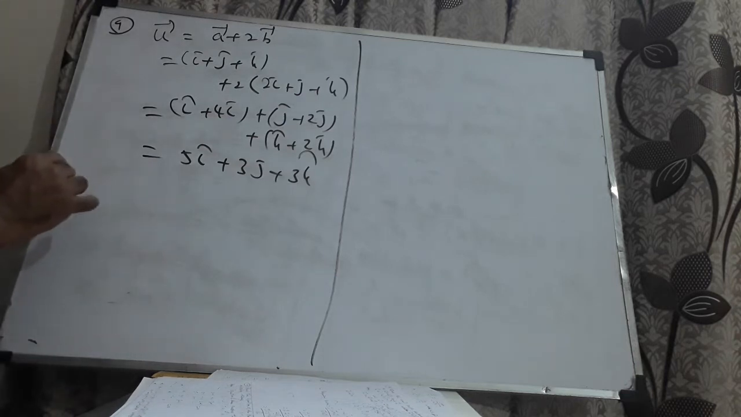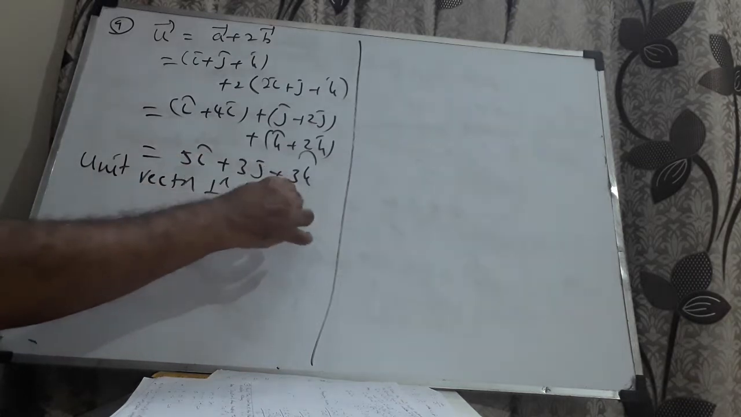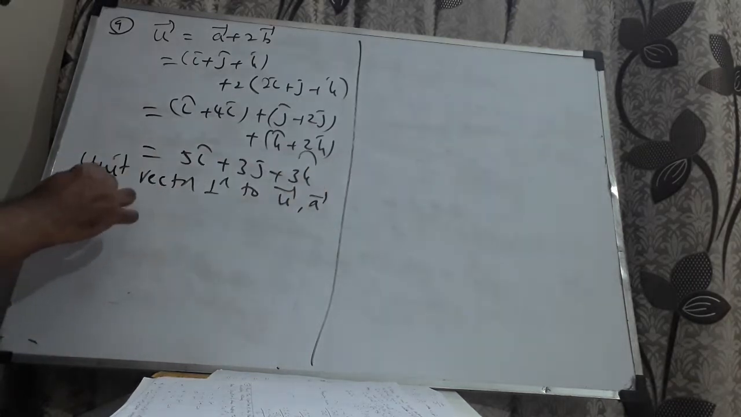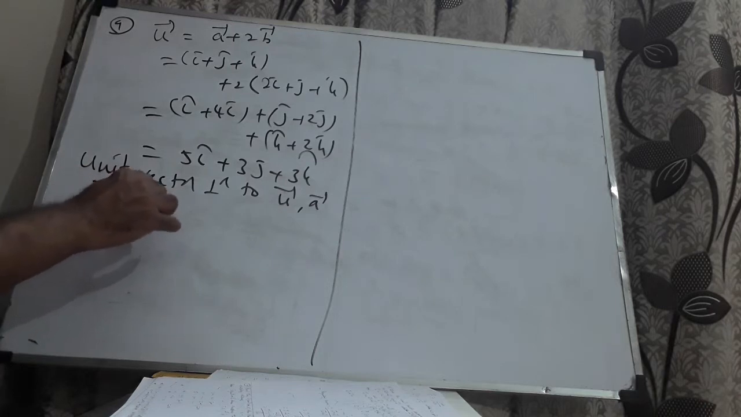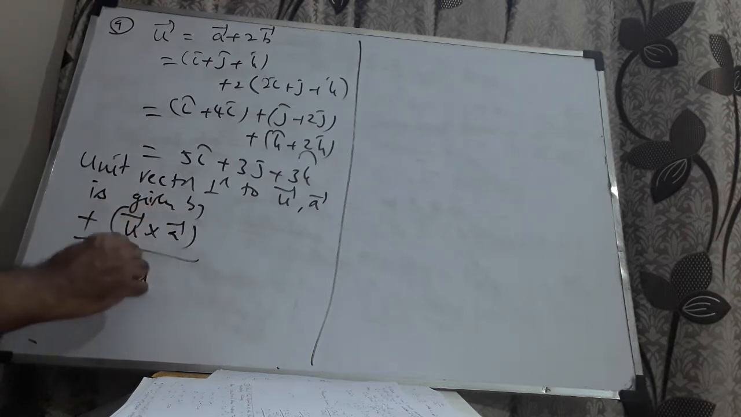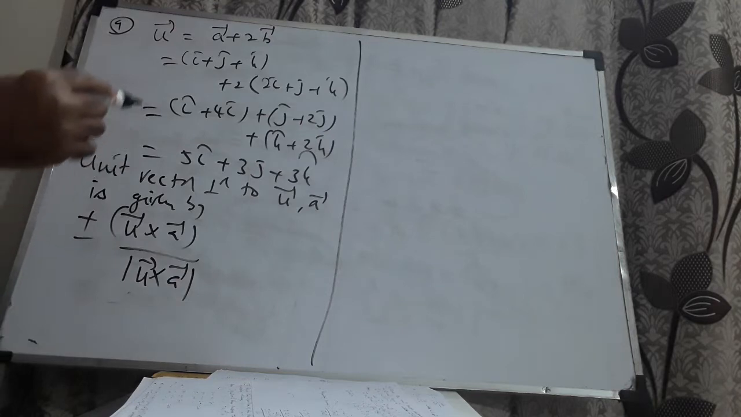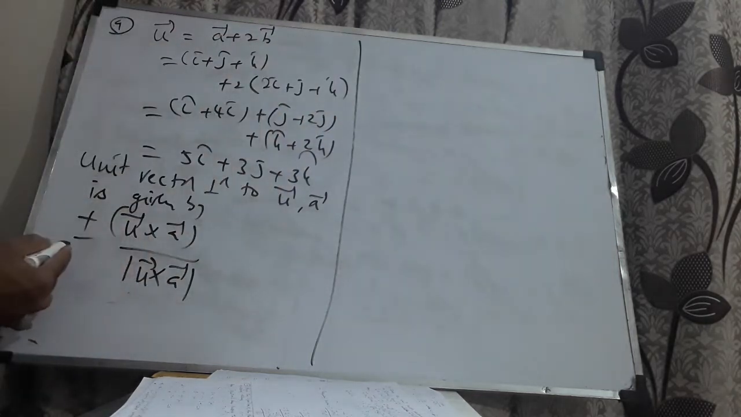Let it be. Now unit vector perpendicular to u vector, a vector is given by plus or minus u cross a divided by mod u cross a. This is the formula to be used. Okay, I use plus or minus because it can be along the direction of u vector or along the direction of a vector. That is the meaning.